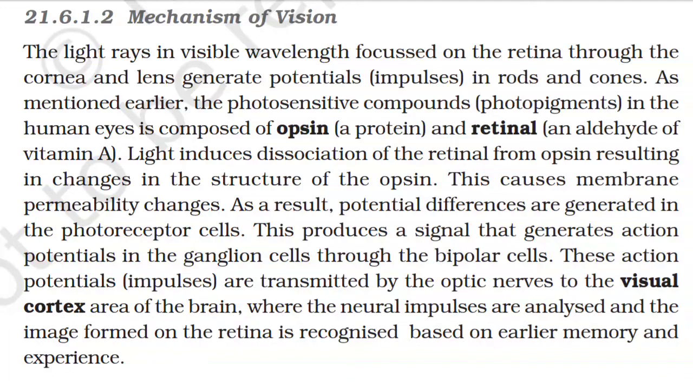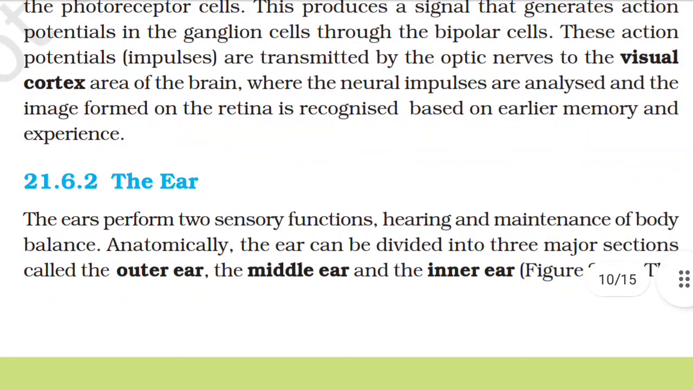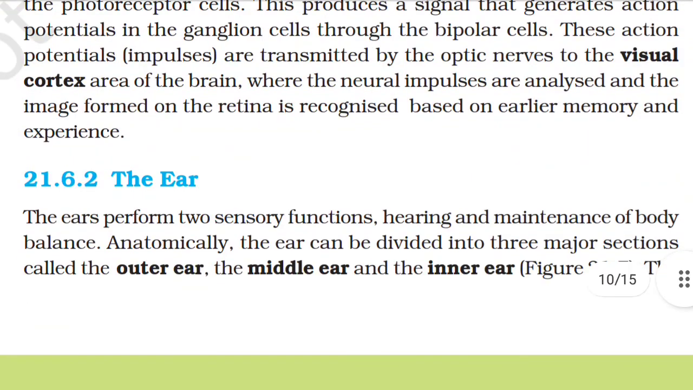As a result, potential differences are generated in the photoreceptor cells. This produces a signal that generates action potentials in the ganglionic cells through the bipolar cells. These action potentials or impulses are transmitted by the optic nerves to the visual cortex area of the brain, where the neural impulses are analyzed and image formed on the retina is recognized based on earlier memory and experience.